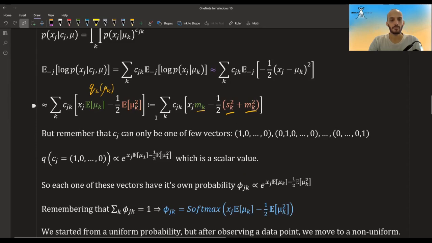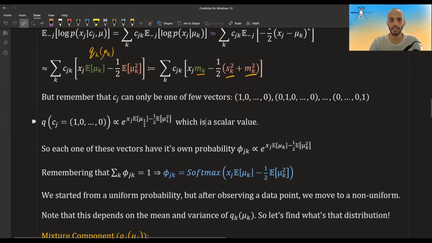Okay, now, what we got by CAVI is that q of c_j equal to, let's say, the first element is proportional to this quantity over here, but this is a scalar value. So it's also true for each of the other elements. And so, remembering that the sum of those quantities should be equal to 1, we get that the probability for each of those events is actually a softmax, right?